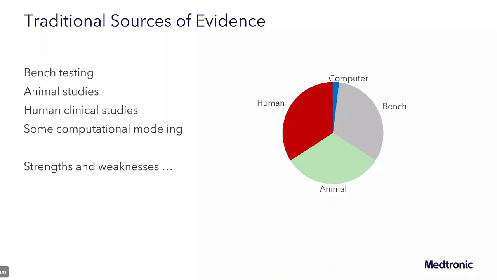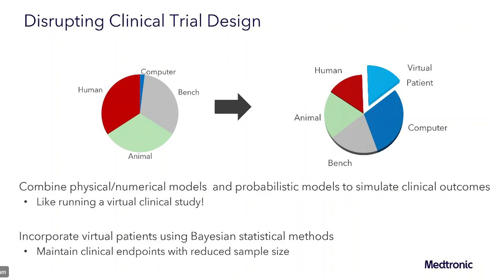But there's really kind of a weakness inherently in both animals, bench, and computers. So next slide. And that's really where we came up with this idea of the virtual patient. And the virtual patient is really combining all of these methods together to build a virtual patient, and that allows you to reduce the total reliance on humans and cut that human pie a little bit smaller, increasing the computational and the virtual patient side.